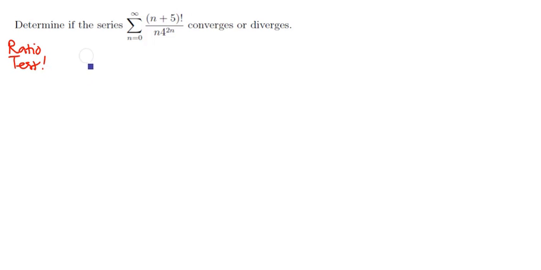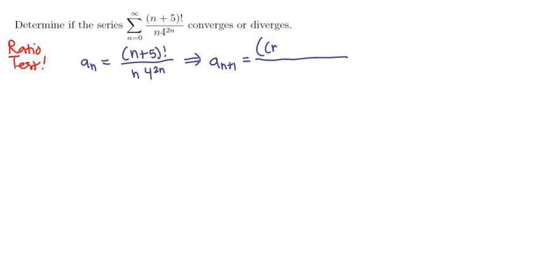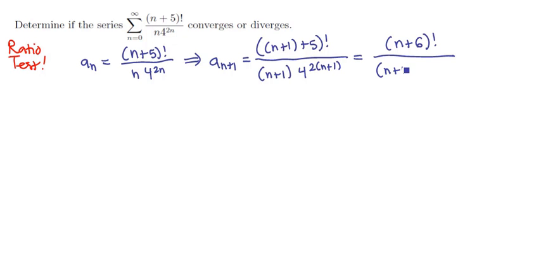So let's go and write down our nth term, which is (n plus 5)! over n times 4 to the 2n, and then use that to write the n plus first term, the consecutive term, which would be (n plus 1 plus 5)! over n plus 1 times 4 to the 2 times n plus 1. And now let's clean this up. Up top we're going to have (n plus 6)!, and on the bottom we'll have n plus 1 times 4 to the 2n plus 2.